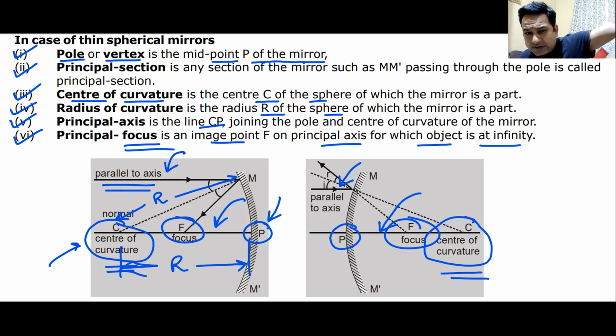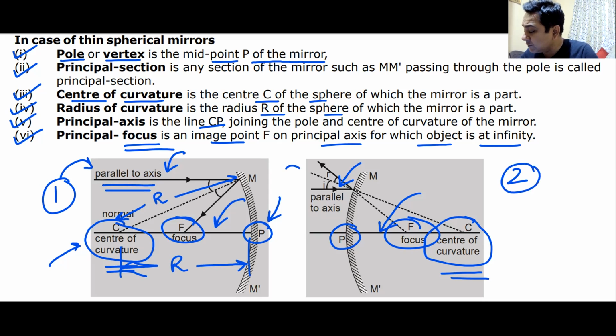Wherever those parallel rays converge, in case of concave mirror, diagram number 1, these rays are converging. In case of diagram number 2, these parallel rays are appearing to diverge. Do you see this? Appearing to diverge. That point is known as the principal focus. Do we understand this?